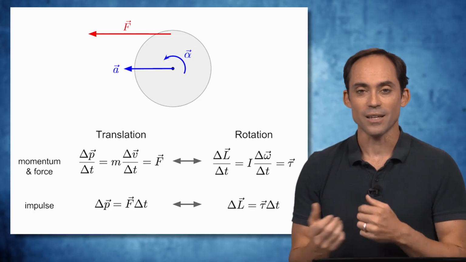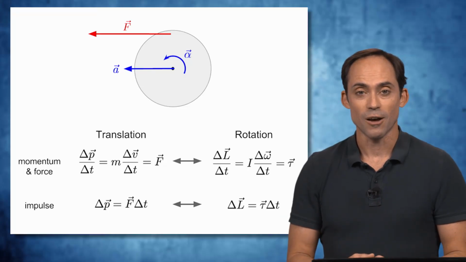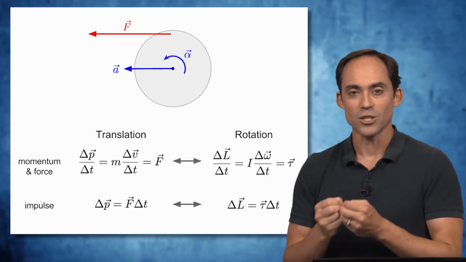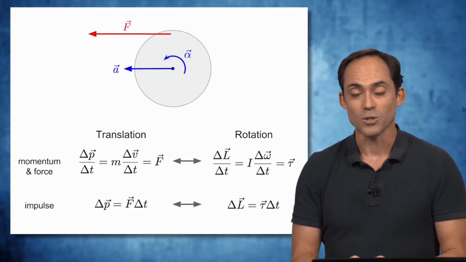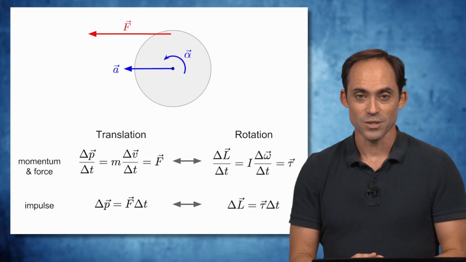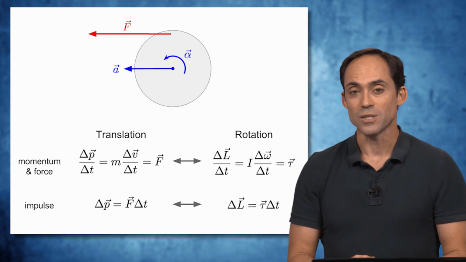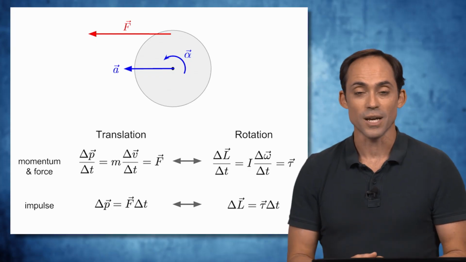So we get exactly the same parallel construction between the force and change in momentum and the torque and the change in angular momentum. And we also get the same angular impulse. A change in the angular momentum of a system or an object is just the torque acting over some amount of time.